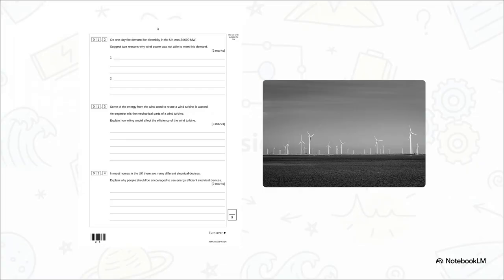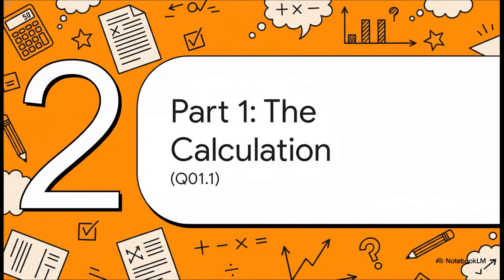So the question gives us this image of a wind farm, and right up top it lays out the key numbers. The mean power output is 696 megawatts, and that's enough to power 580,000 homes. Okay, that's our starting point. All right, let's get into the first part, the calculation. This is question 01.1, and it's worth 2 marks. It looks pretty simple, but there's a little trick in here you've got to spot.